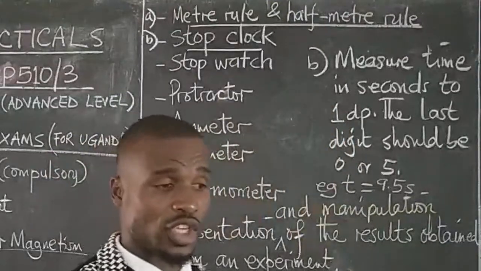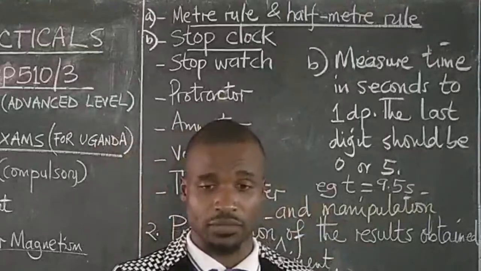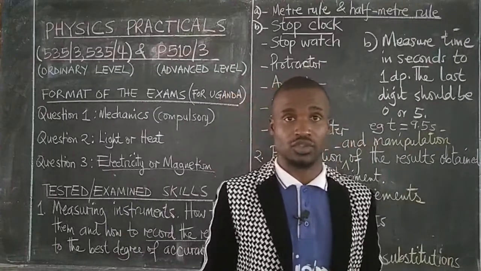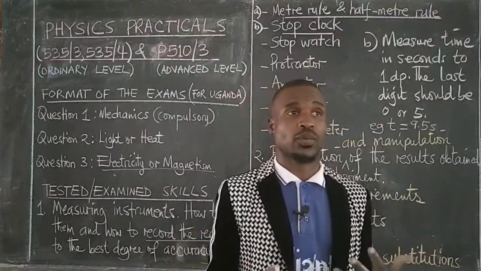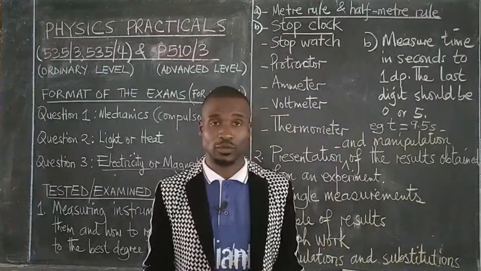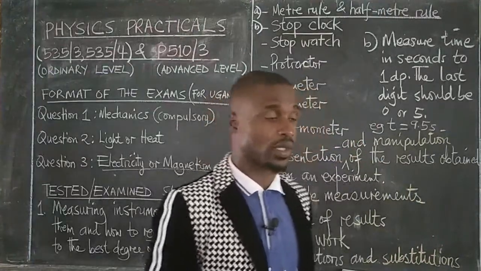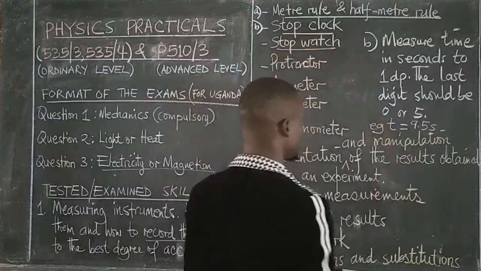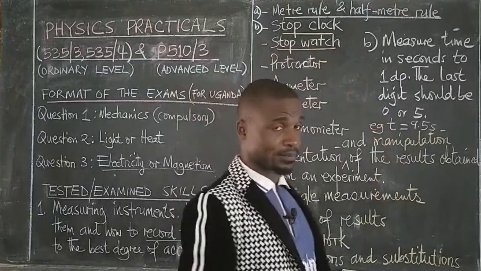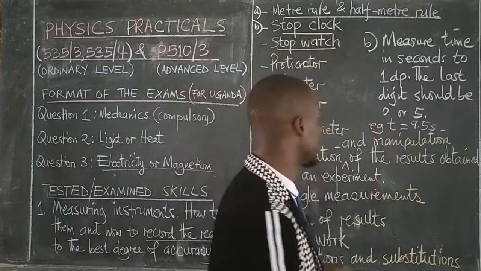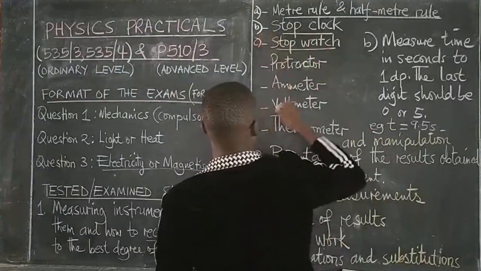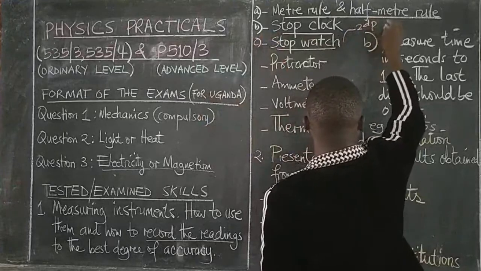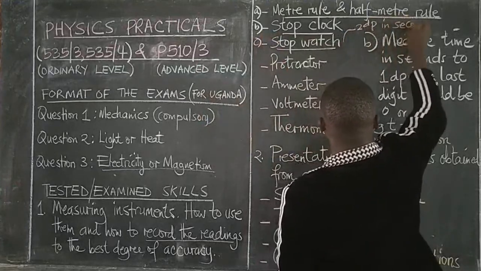Now, a stopwatch, unfortunately, I don't have one here where I am right now, but I will be able to show you one maybe later on. A stopwatch is like a stop clock, but it is simpler to operate. The only difference is that it records time to 2 decimal places in seconds. So for part C, this records time to 2 dps in seconds.